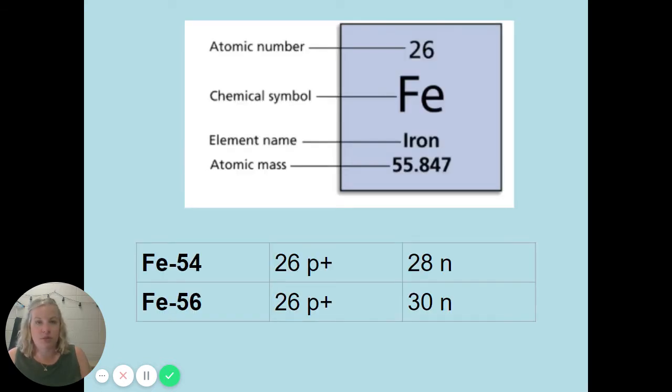All right, so just as a review to remind you, there are 3 subatomic particles in an atom. There are protons, which are positive and are located in the nucleus. There are electrons, which are negative and which are located outside of the nucleus in that cloud around the outside of your element. And then there are the neutrons, which are in the nucleus as well.